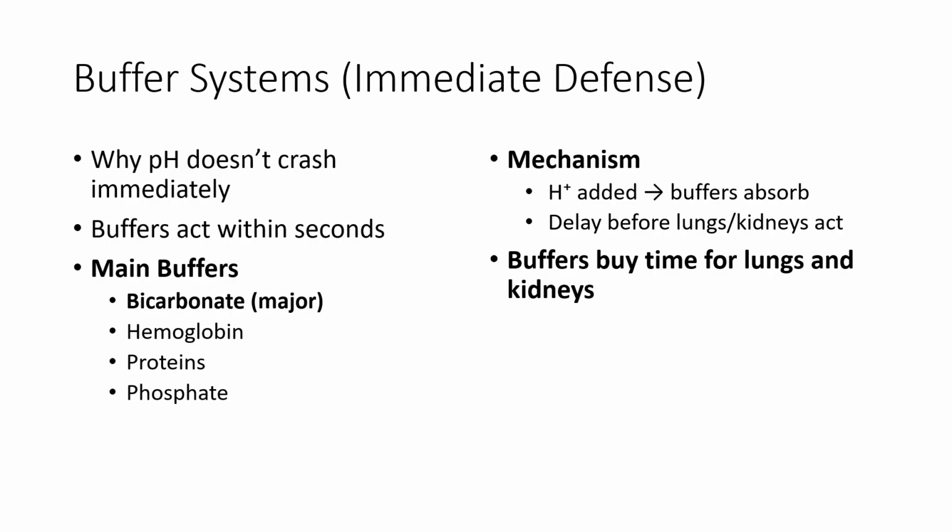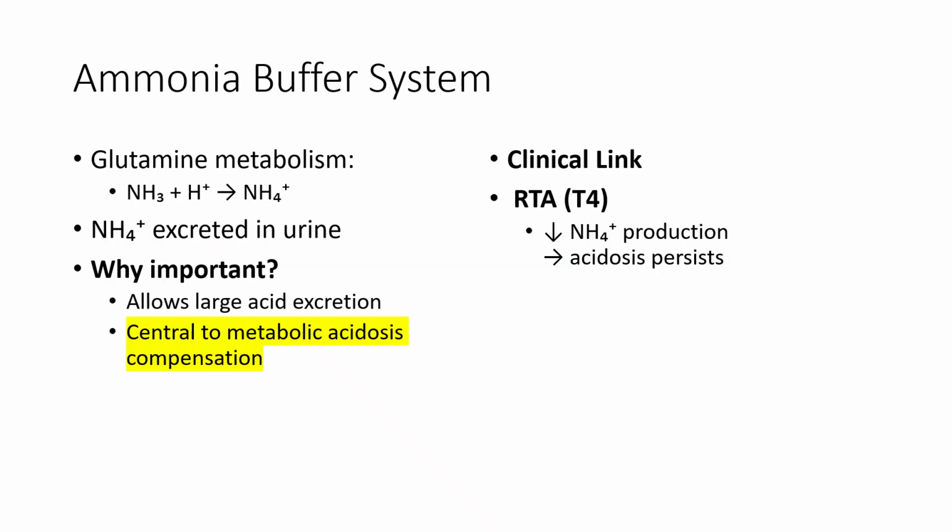Now, as we talked about earlier, there are three systems to maintain your pH. One is the immediate buffer system, then the lungs, then the kidney. The immediate buffer system prevents the pH from crashing immediately. The main buffers are bicarb, hemoglobin, protein, and phosphate. So any H+ that is added, its buffer absorbs it and maintains the pH and buys time for the lung or the kidney to act.